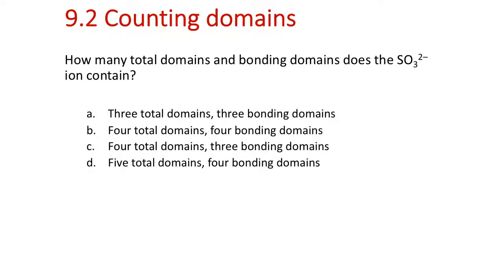Okay, let's see if we can just count domains for SO3 2-. So think about the Lewis structure of SO3 2-, and then think about counting up the number of bonding and non-bonding domains. And then it turns out it's not going to matter whether you satisfy the octet rule or the formal charge rule. So no matter which Lewis structure you picture, you should get the same answer for the total number of bonding and non-bonding domains.